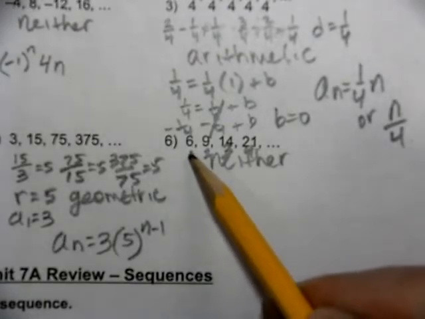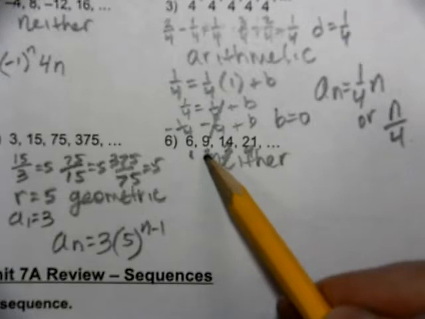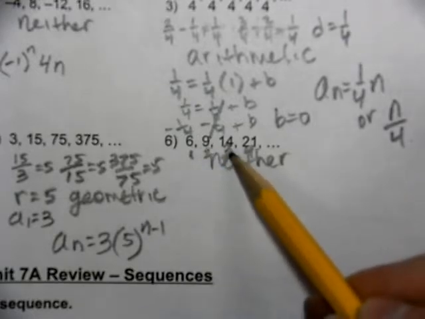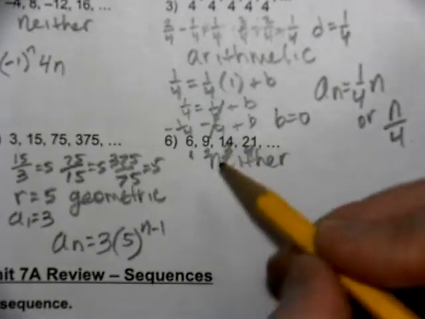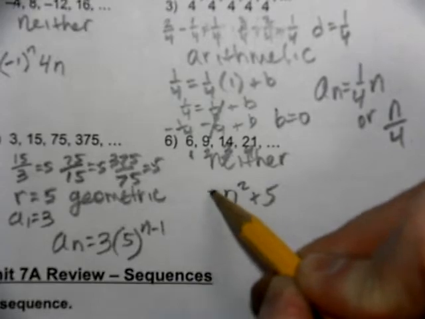So if we square the 1, that gives us 1. We need 5 more. Square the 2, that's 4. We need 5 more. Square the 3, that's 9. We need 5 more. So it's the position squared plus 5 more.